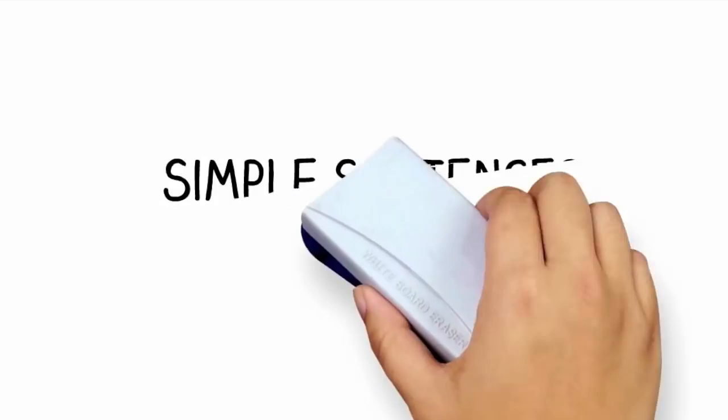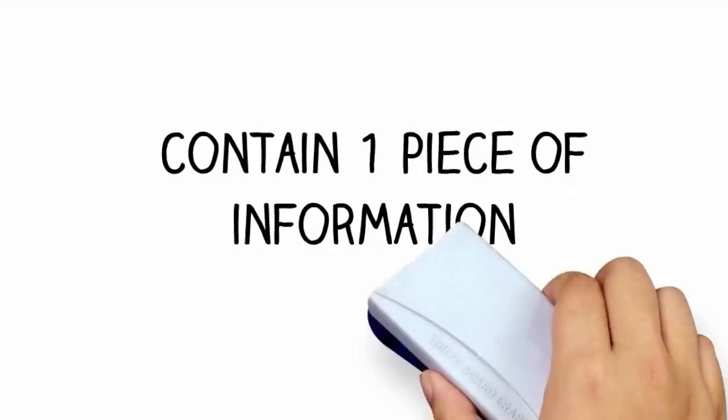So nice and simple, they live up to their name completely. All simple sentences really need to do, and you can all do this, is contain one piece of information. So one piece of information just means that they have to make sense on their own. English teachers often refer to this as clauses, but again, you don't have to remember that word. You just have to remember that they contain one piece of information and make sense on their own.